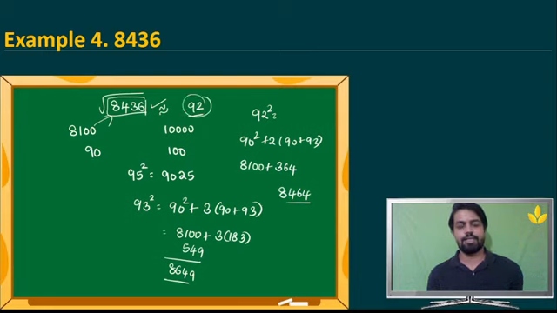It's not exactly 92, approximate nearest integer is this. If you go for 91, it will be a little more away from this number. So the answer is obviously 92.